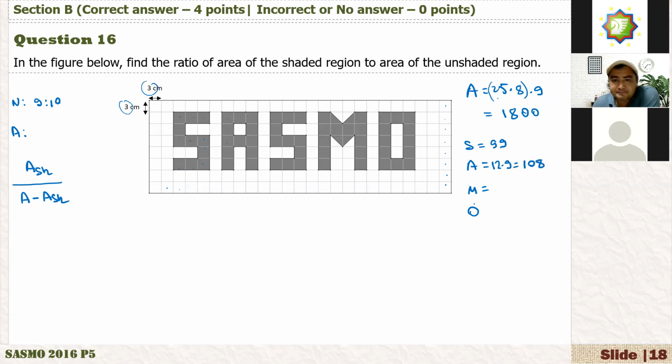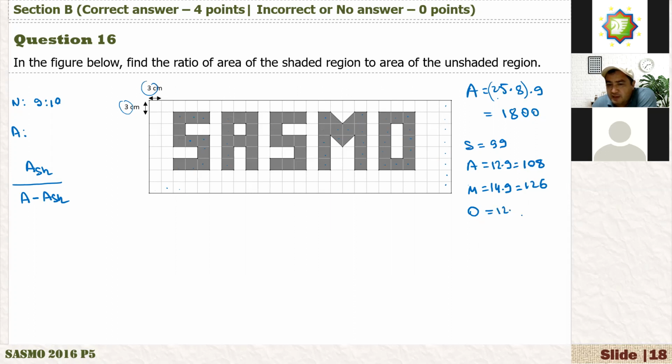How about M? M is 126. 5, 6, 7, 8, 9, 10, and 11, 12, 13, 14. So there's 14 times 9. 90, 36, 126. Is that correct? Yes. And O is 108. Oh, it's O, right? 1, 2, 3, 4, 5, 6, 7, 8, 9, 10, 11, 12.